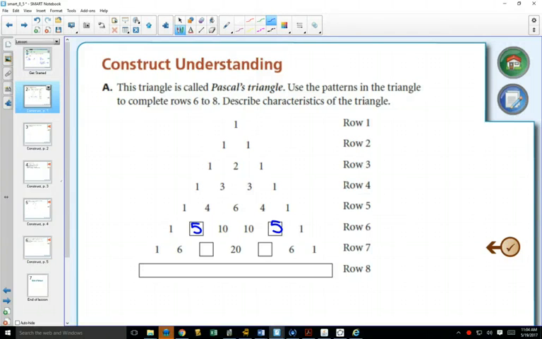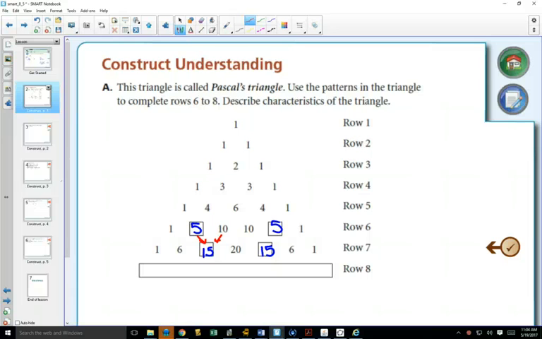So 5's go in the first box. What about the second box? 15. Okay. I wonder how we got those. Now, can someone explain to me how they got 15? You added the 2 right above it, so that the 10 and the 5 make the 15.